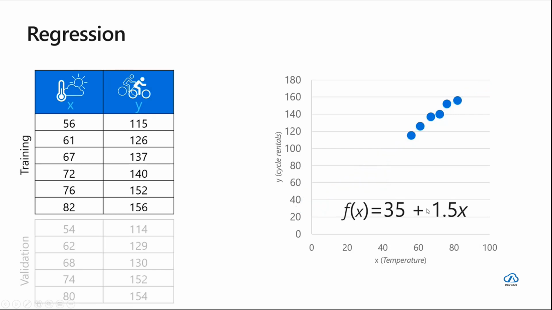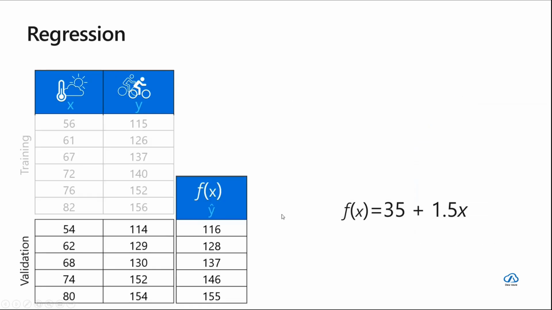So something like this. You'll try to come up with an equation, y equals mx plus b. Okay. And then using that equation, you will try to predict the values for the validation, the scoring data. So using this equation, you predicted the values for validation. For the values of temperature in the validation, this is the value of the bike rentals. And I'm calling it y dash, okay, because that is the predicted value, not the actual.